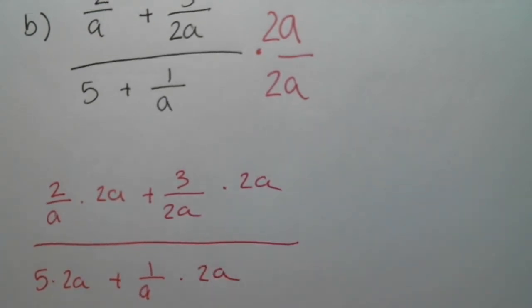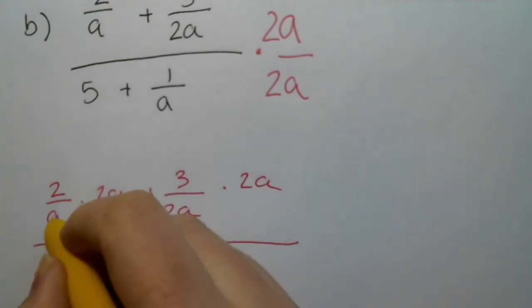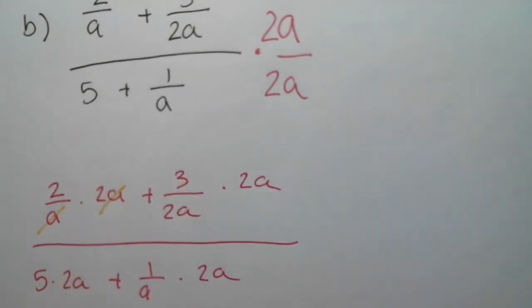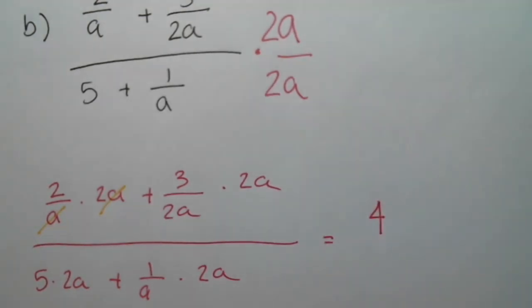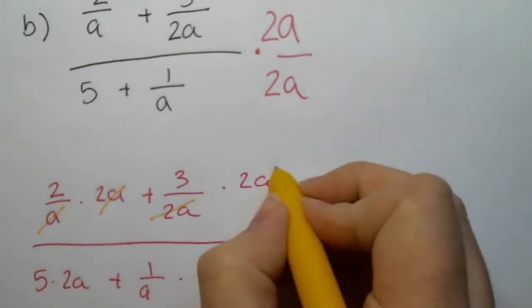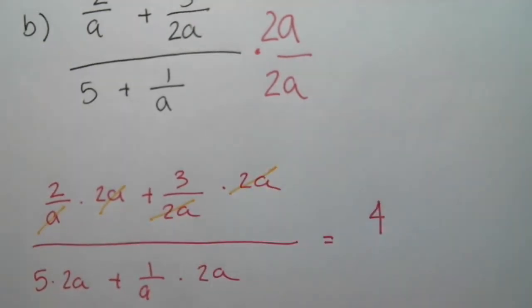Okay, now here, this a is going to cancel with this one, okay, and I'm going to be left with 2 times 2, which is 4. Okay, here this 2a is going to cancel with this 2a, and I get 3.